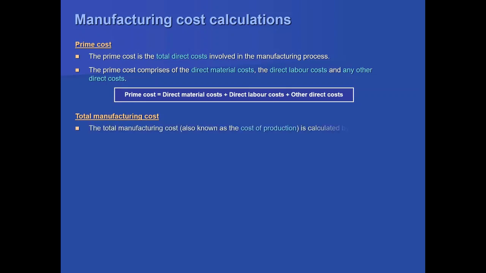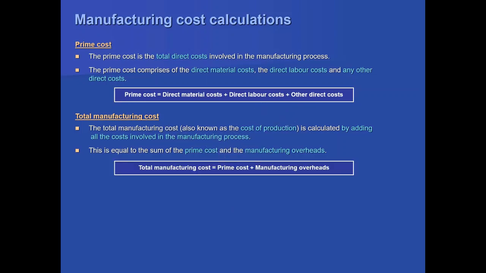The total manufacturing costs, also known as the cost of production, is calculated by adding all the costs involved in the manufacturing process. This is equal to the sum of the prime costs, in other words direct material plus direct labor plus any other direct costs, and the manufacturing overheads, like the water and electricity and the depreciation that's related to the manufacturing process. So in equation form, total manufacturing cost is our prime cost plus the manufacturing overheads.